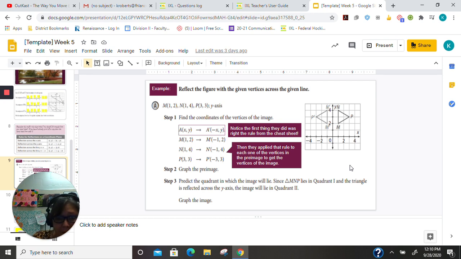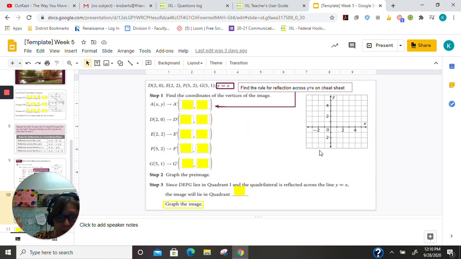And it says graph the image. We already talked about that. Just after you found all the points, you graph it. All right, now here's one for you to do.